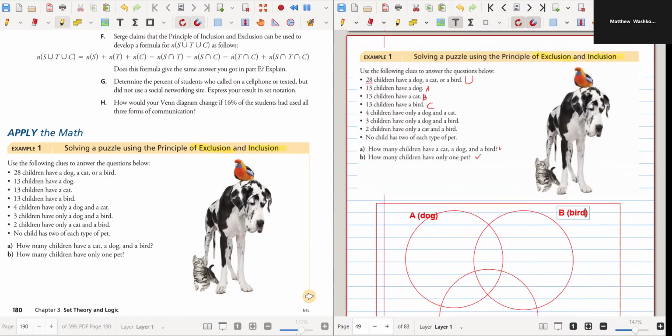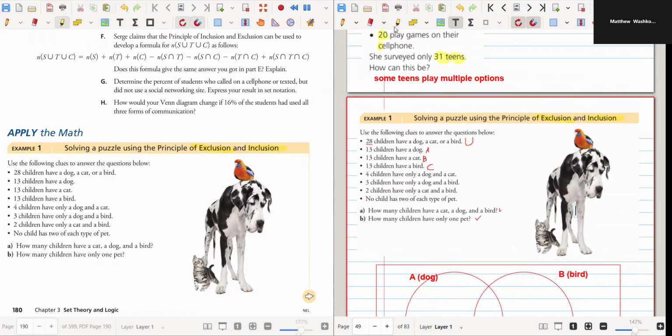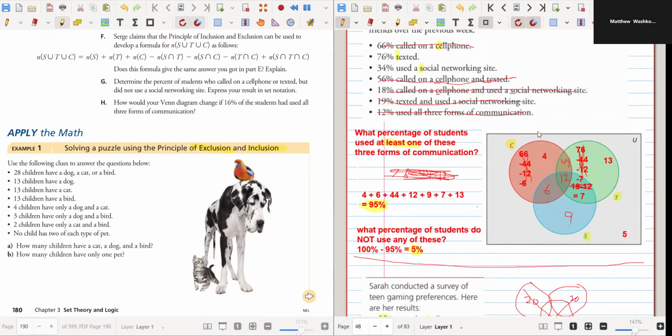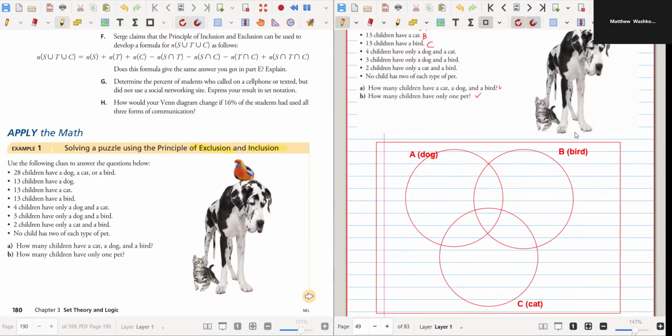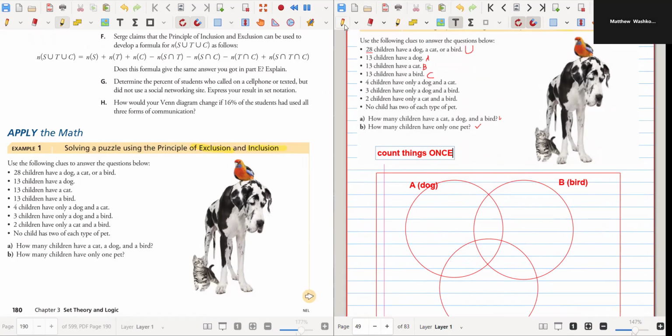All right, so here's where this gets tricky. So just like before, right? Exclusion and inclusion. I have a bunch of things. Just like up here, I had to make sure I'm only counting things once, right? I got to count things once.